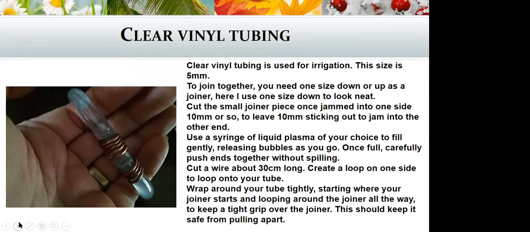So we use a syringe of liquid plasma of your choice to fill, and you gently release the bubbles as you go. Please be careful with this because otherwise it usually shoots out the other end. You need to release the air as you're going. And once it's full, you carefully push the ends together without spilling. And I normally cut a little piece of copper wire and then wrap it around each end so that you make it really tight and it keeps a grip and it's safe from pulling apart.